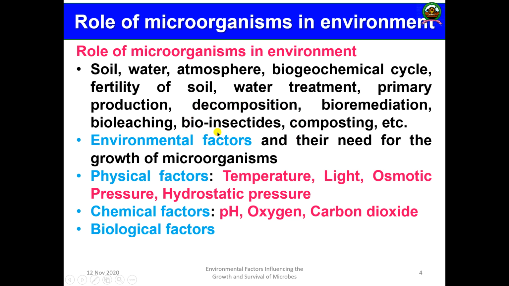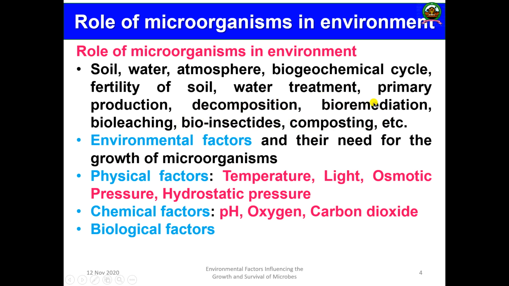Next one is known as bio-insecticides and bio-pesticides. You know that there are a lot of insects massively affecting crops in the environment. So there is a lot of crop damage happening in the ecosystem. So microorganisms can be used as potential insecticides or herbicides to kill other organisms. That is known as bio-insecticide. Then we can create compost.